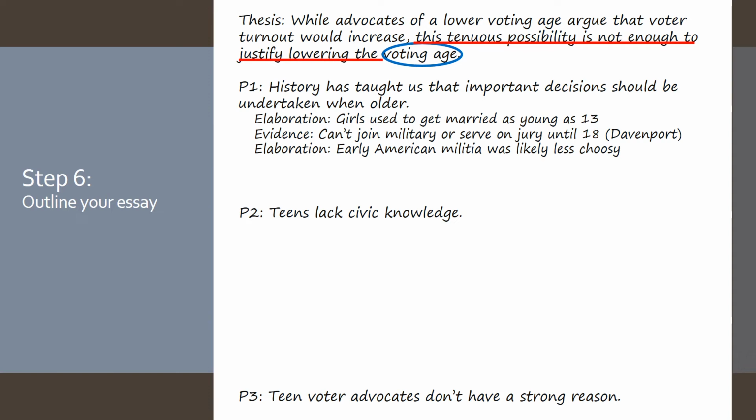Teens can weigh pros and cons and reason logically is what the opposing side might say. And this counterclaim directly corresponds to my point. I'm saying that history has taught us that important decisions should be undertaken when older. The other side is going to argue that teens can weigh pros and cons and reason logically. That corresponds with the point I'm making. So this is a good counterclaim to bring up within this body paragraph. So my elaboration should somehow disprove this.